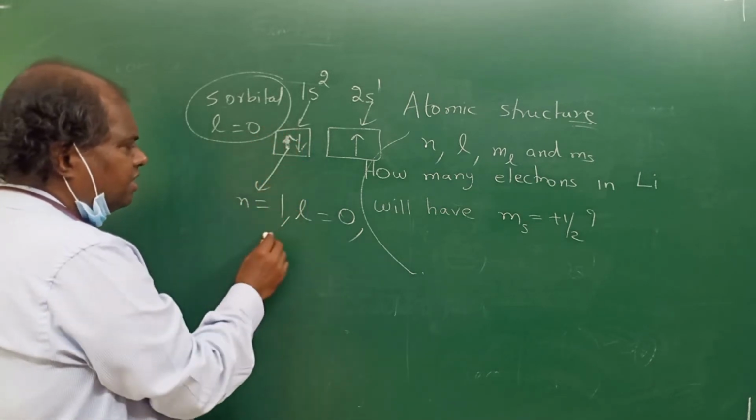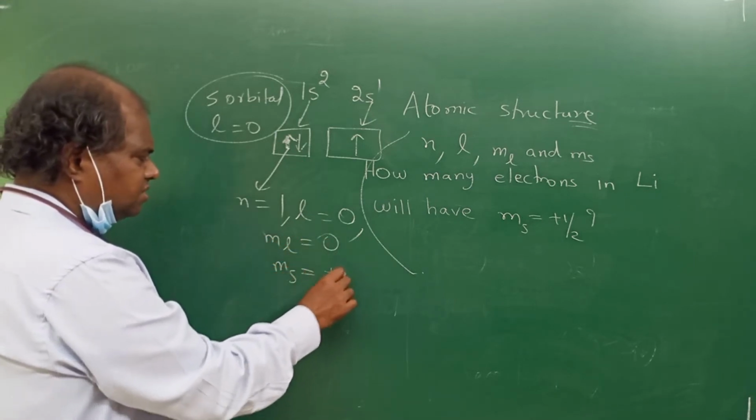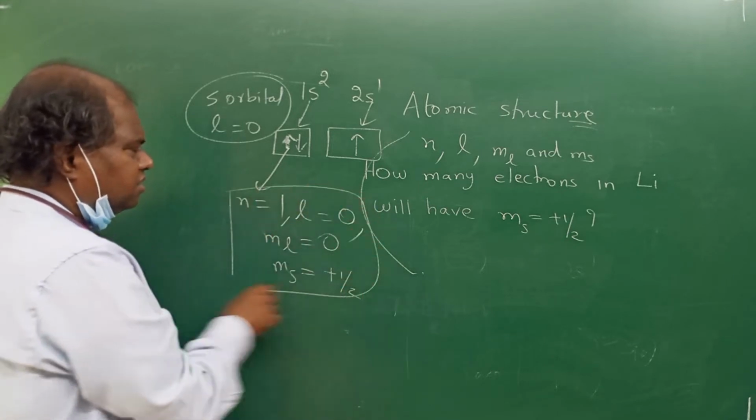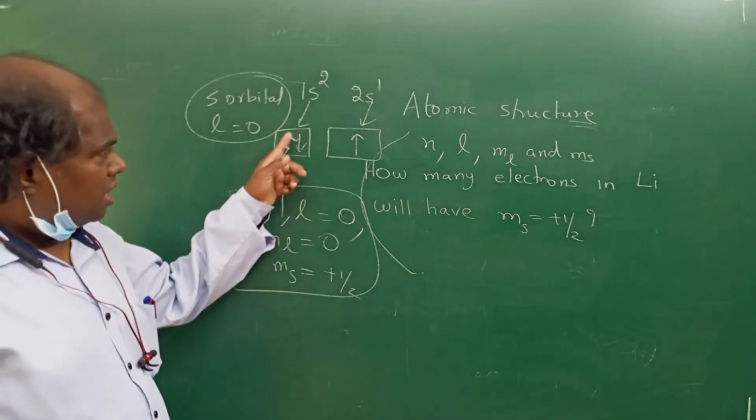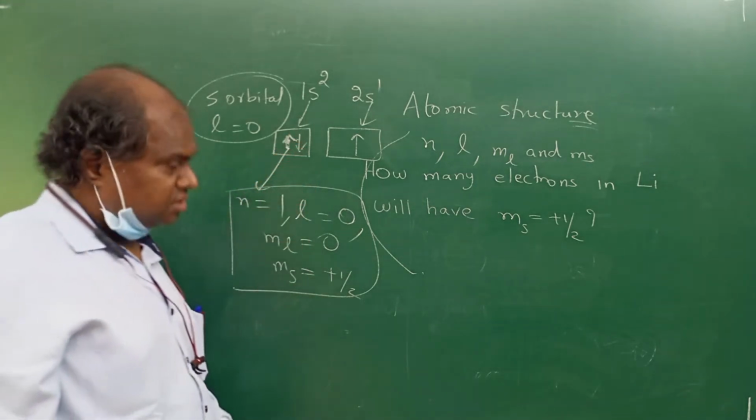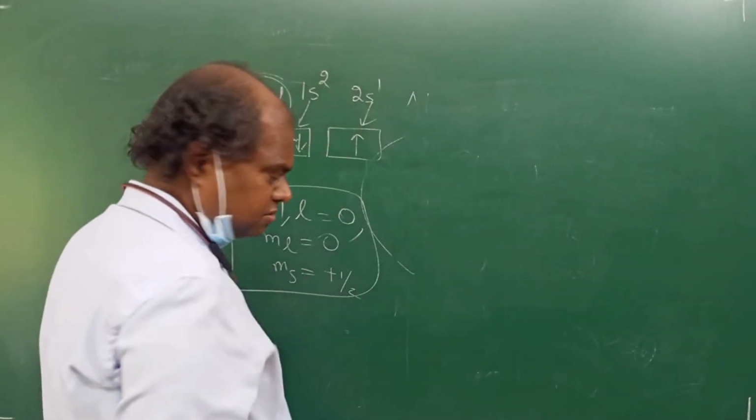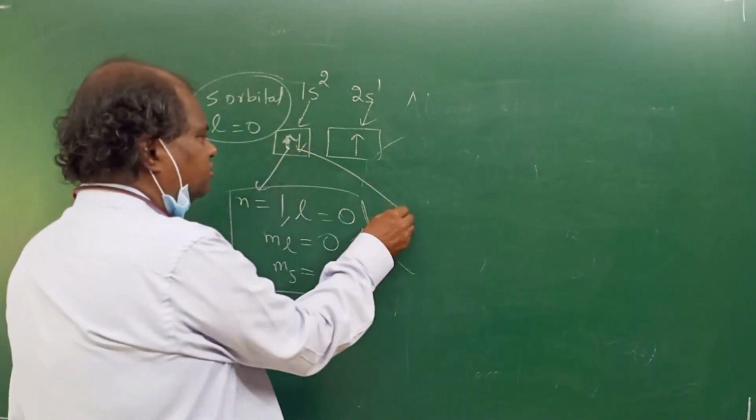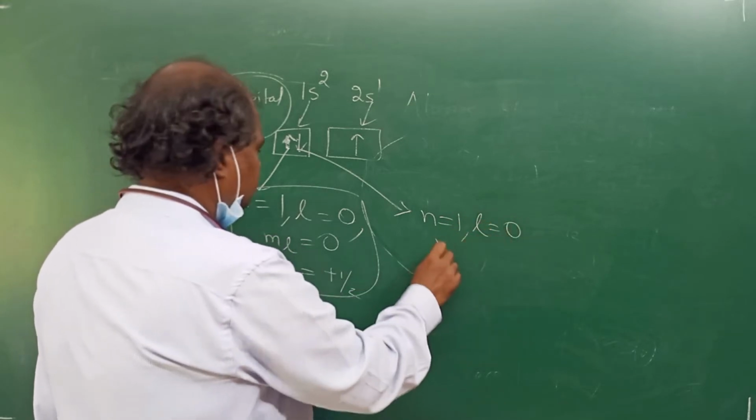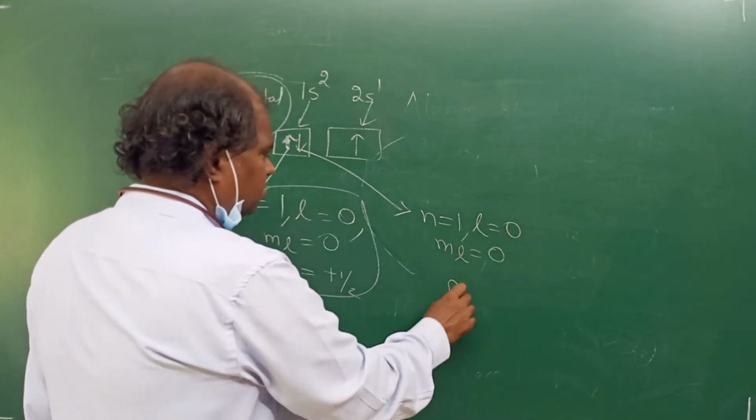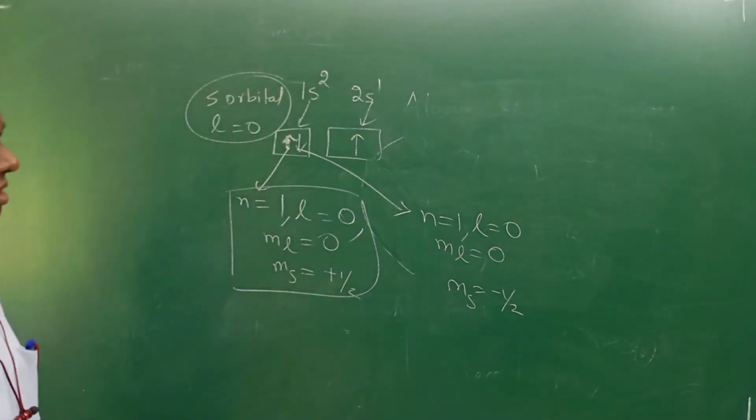What is the value of ml? ml is also equal to 0. What is the value of ms? ms is equal to plus half. Okay, this is for the first electron. Now what about the second electron? For the second electron also, n is equal to 1, l is equal to 0, ml is equal to 0, but ms will be minus half.